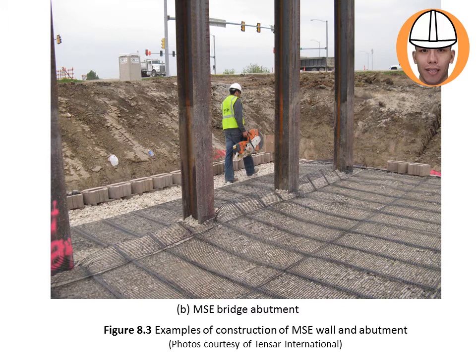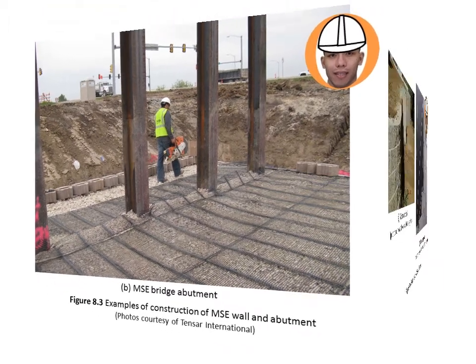So this is a bridge abutment. So using MSE wall. Abutment is like a column of the bridge.